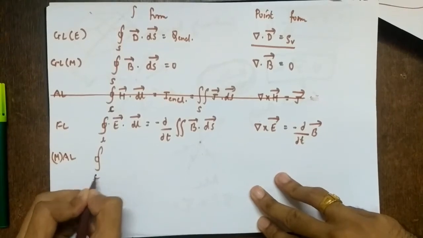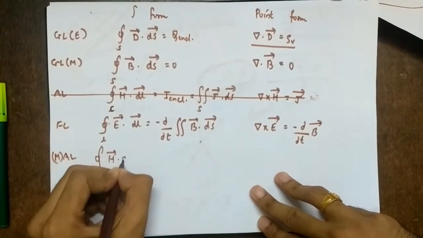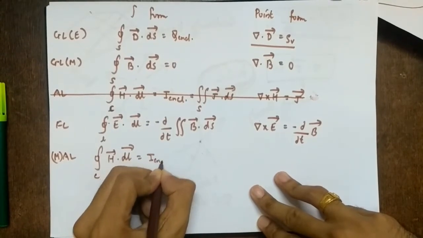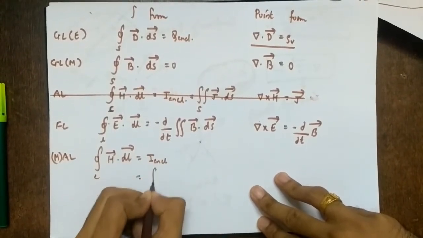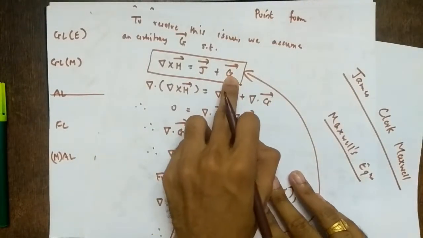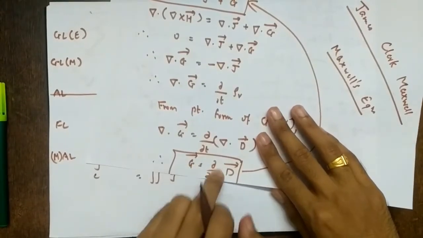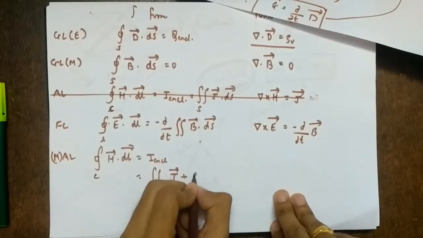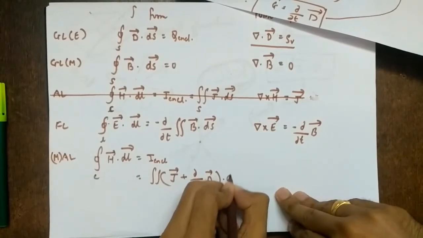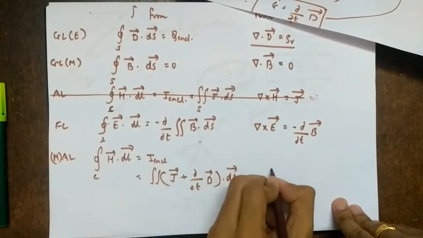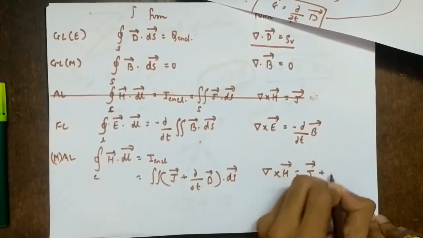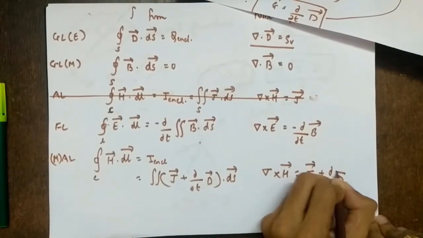So closed contour integral of H vector dot dl vector equal to I enclosed equal to surface integral of J vector is replaced by what? J vector plus G vector. So J is, and G is what? Dabba by dabba t D vector. So J vector plus dabba by dabba t D vector dot ds vector. And what will point form become? Del cross H vector equal to J vector plus dabba by dabba t D vector.